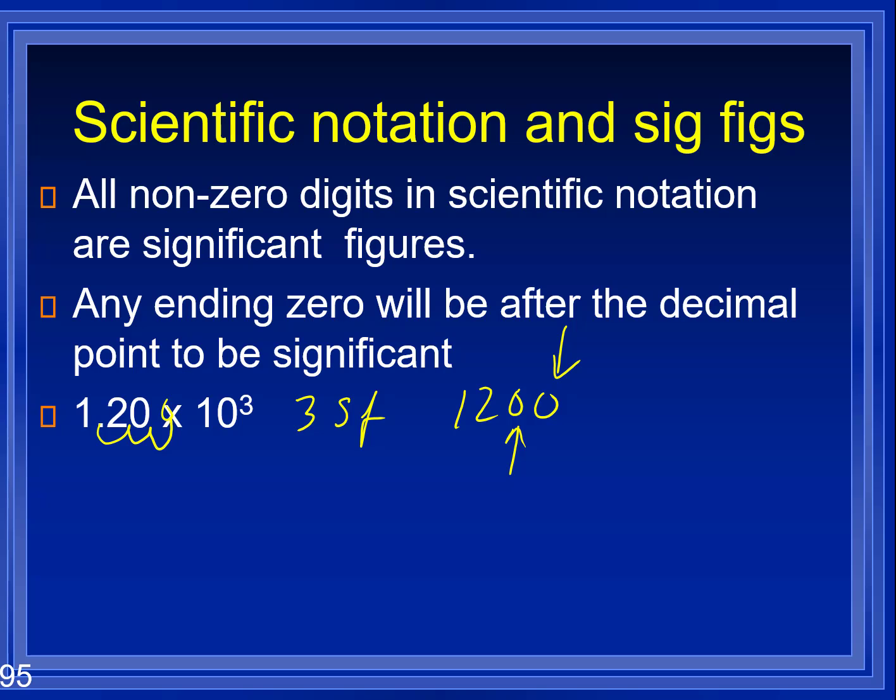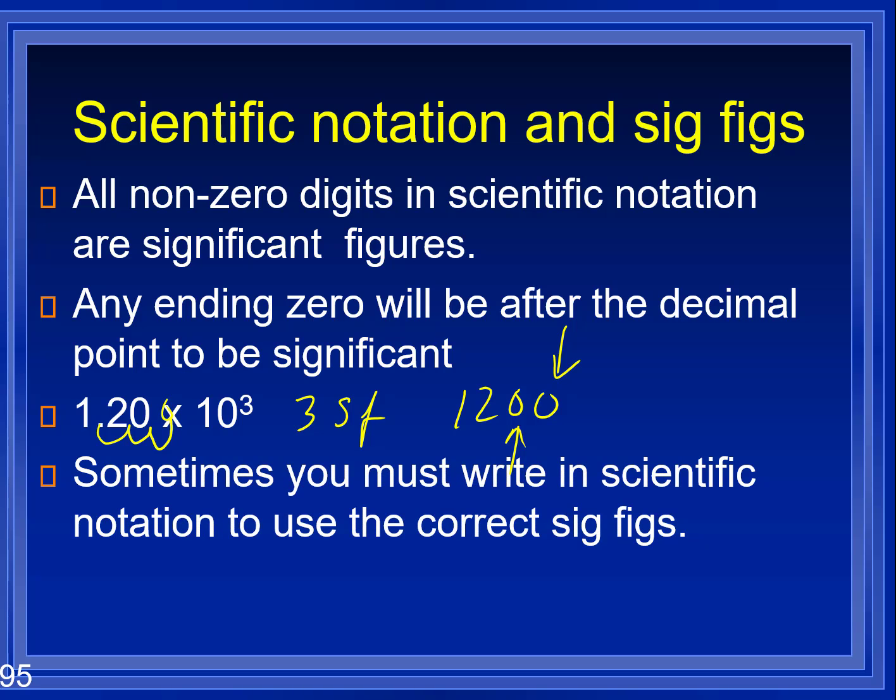Okay? So sometimes you have to write it in scientific notation in order to get the correct sig figs. Every time you write it in scientific notation, those are all sig figs. But some numbers, like this, you are forced to write in scientific notation to make the 0 count. We mentioned that before. We talked about it from the sig fig side. Now we're talking about it from the scientific notation side. If you write scientific notation, your zeros are going to count.